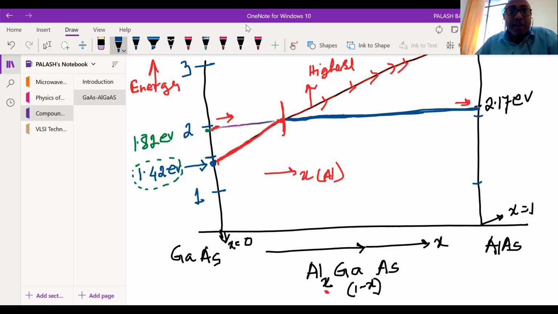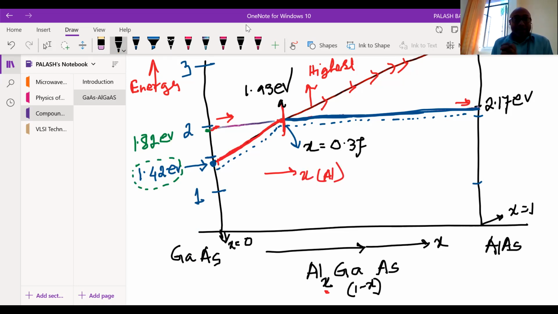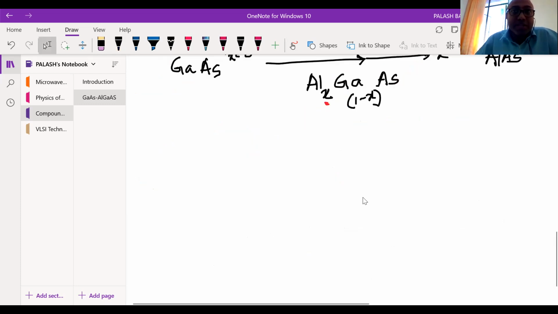The overall curve, if you see, looks like this. It goes like that. Now what does it mean? This is the value from where this transition is happening. If you see carefully, or even if you take the literature, it is around an X value of 0.37, and this value is 1.93 electron volt, if I am not wrong.